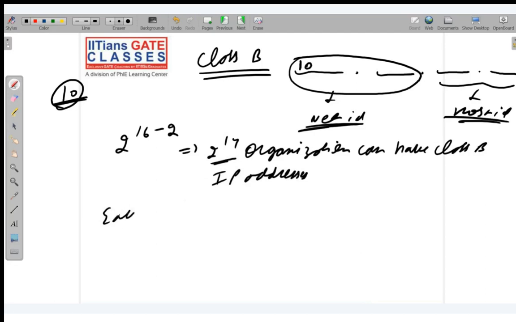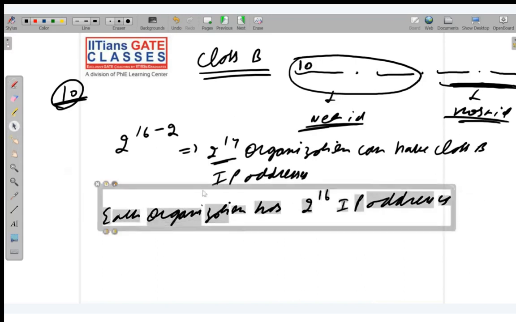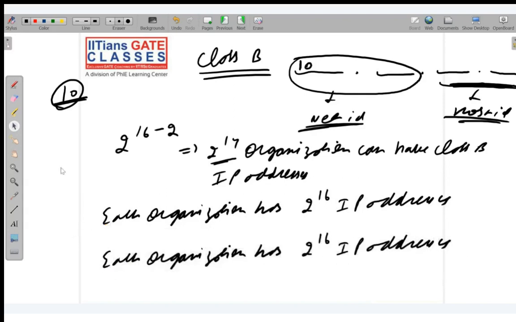Now each organization has how many hosts? See, these last two octets we can say are revolving. So 2 power 16. So each organization has 2 power 16 IP addresses, and each organization has 2 power 16 minus 2 hosts, because first and last will be reserved. Any doubt here?